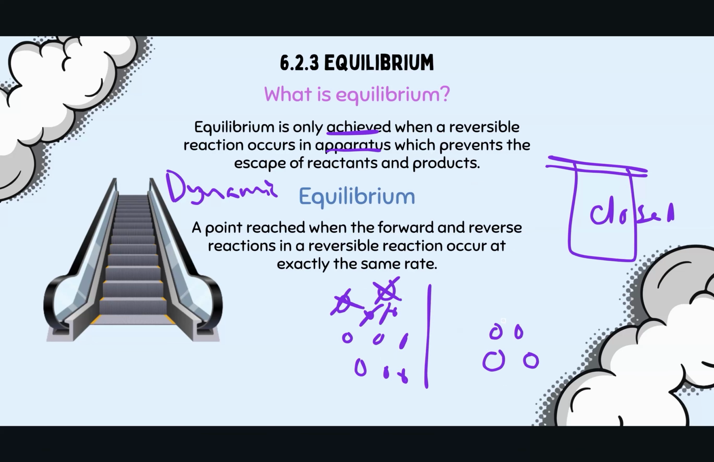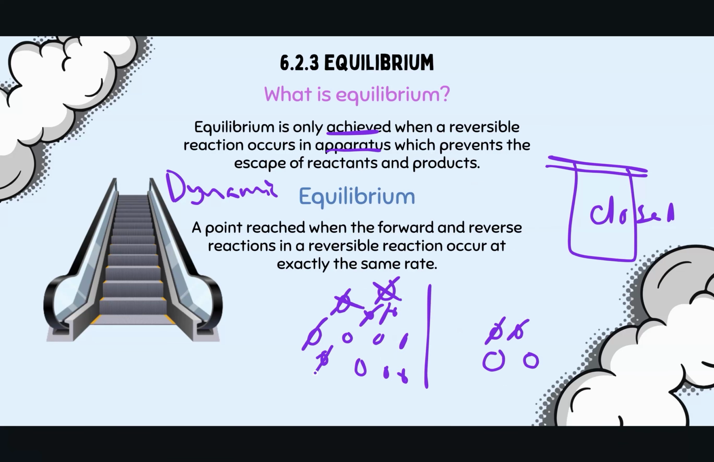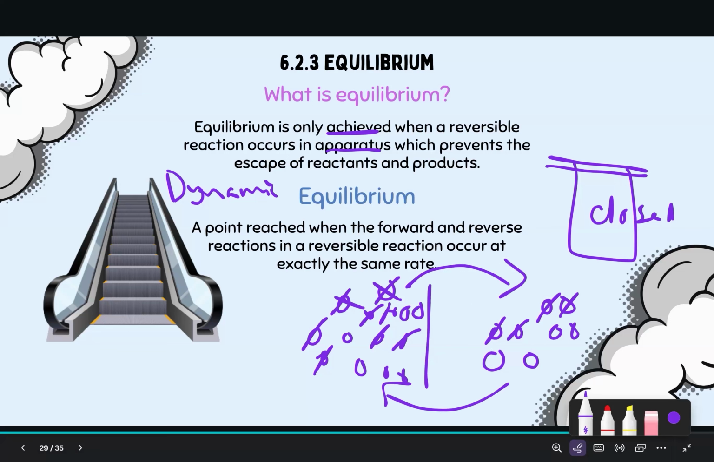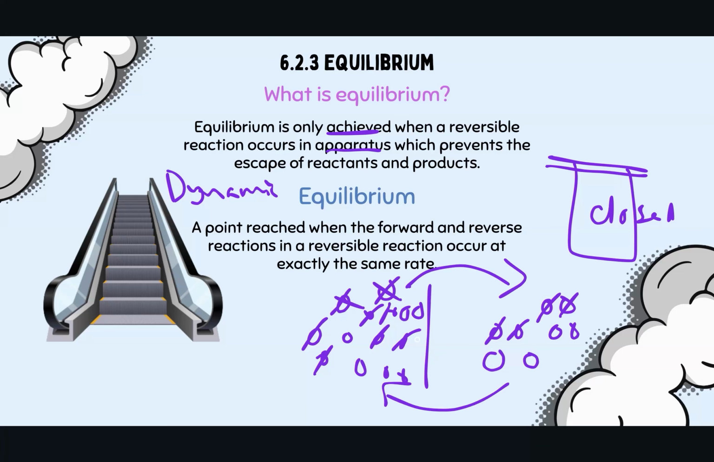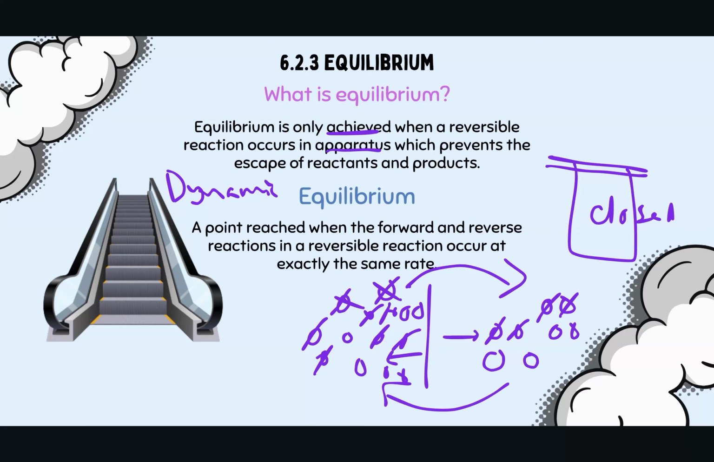But then at the same time, the product is reacting to make more reactants. So it's happening in both directions until we get to a point where the rate of reaction going this way is exactly the same as the rate of reaction going that way. Now, if the amount of product being made is the same as the amount of reactant being made, what does that mean? It means we get to a point where we can't increase one or the other.